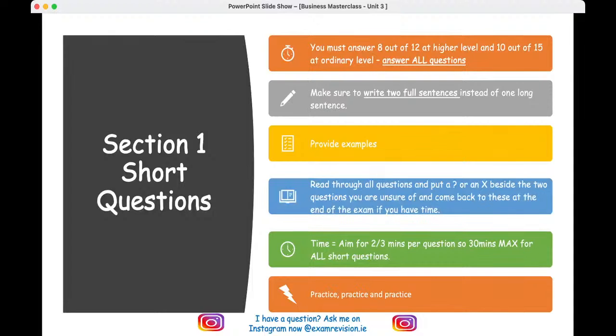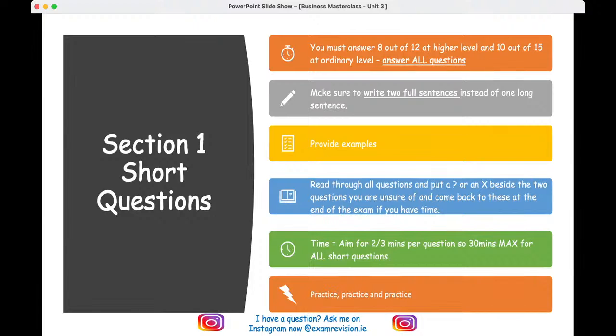When you think about it, your long questions are usually 20 marks if it's part A, or 30 marks if it's a B. So this is 10 marks. So you're not just going to get 10 marks for writing 1 sentence. Okay, you need to make sure that you fully develop your sentences, and my advice would be to write 2 sentences.